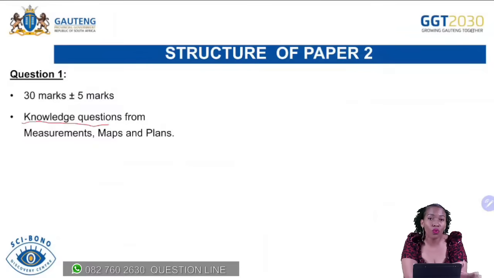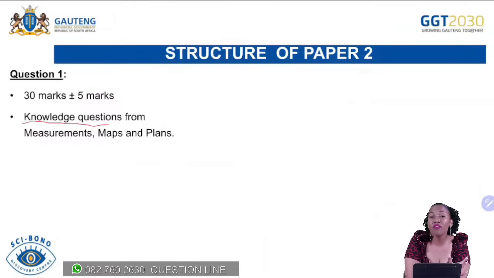The example of your knowledge questions, they can give you a scale, let's say a number scale, and then they ask you to identify the type of scale that is given. So you must be able to say that it is a number scale. Or they can give you a number scale and then they can ask you to explain the meaning of the scale. If maybe the scale was 1:500, then you must know that 1:500 means 1 unit on the map represents 500 units in reality. It is not something that you have to think about.